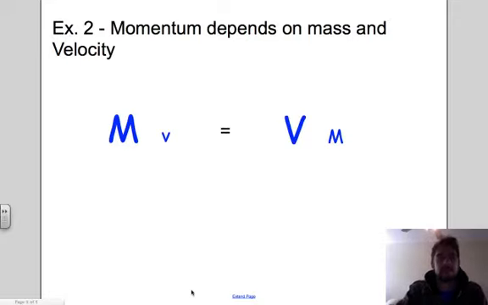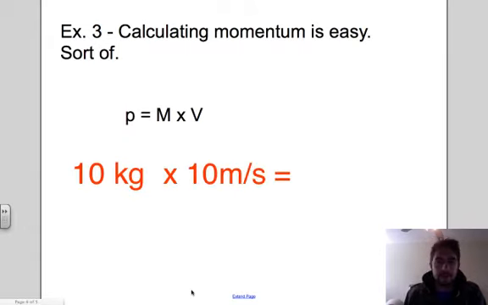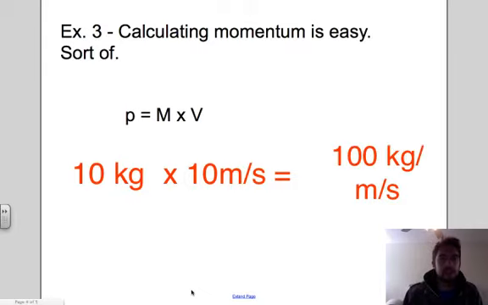So let's see example number 3. Calculating momentum is easy, sort of. This is the equation, and we represent momentum with a lowercase p. Momentum is simply your mass times your velocity, and we use mass in kilograms and velocity in meters per second. So let's do an example here. If I had a mass of 10 kilograms and I was going 10 meters per second, I would have a momentum of 100 kilogram meters per second. It's a crazy unit, I know, but for the most part, that's how it works.